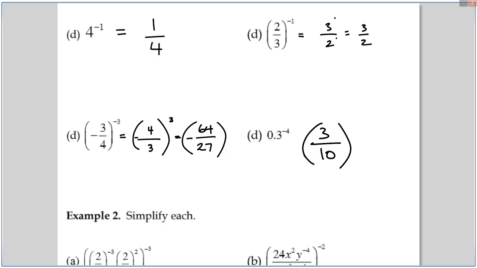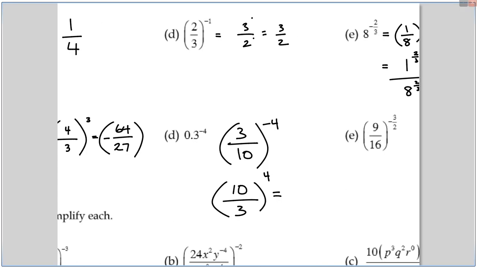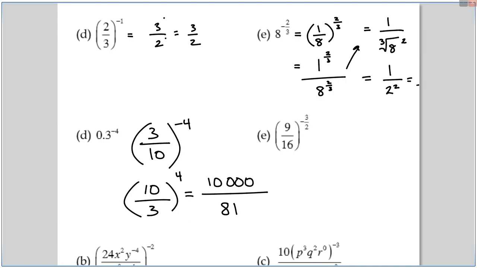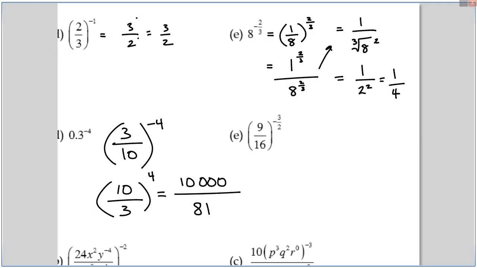0.3 is 3/10. What do I do with the negative? So 3/10 becomes 10/3. Now, this one's easy. 10 to the 4: 10, 100, 1,000, the next one is 10,000. Now 3 to the 4, not so easy. These are big numbers. I don't think 10,000 divides by 3, but you can always go 10,000 divided by 81 into your calculator and then go math fraction and see if it reduces it.